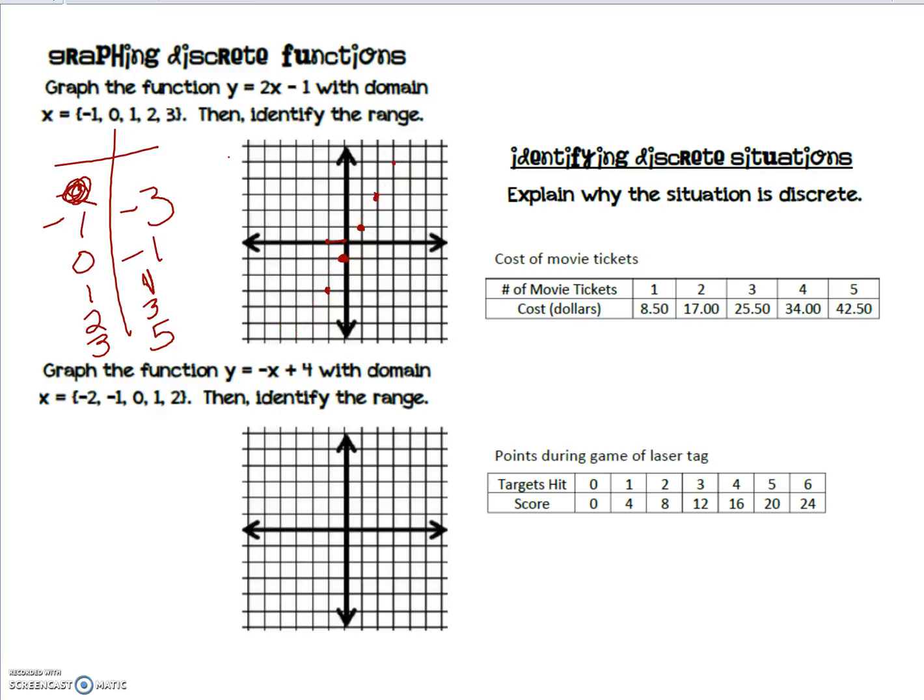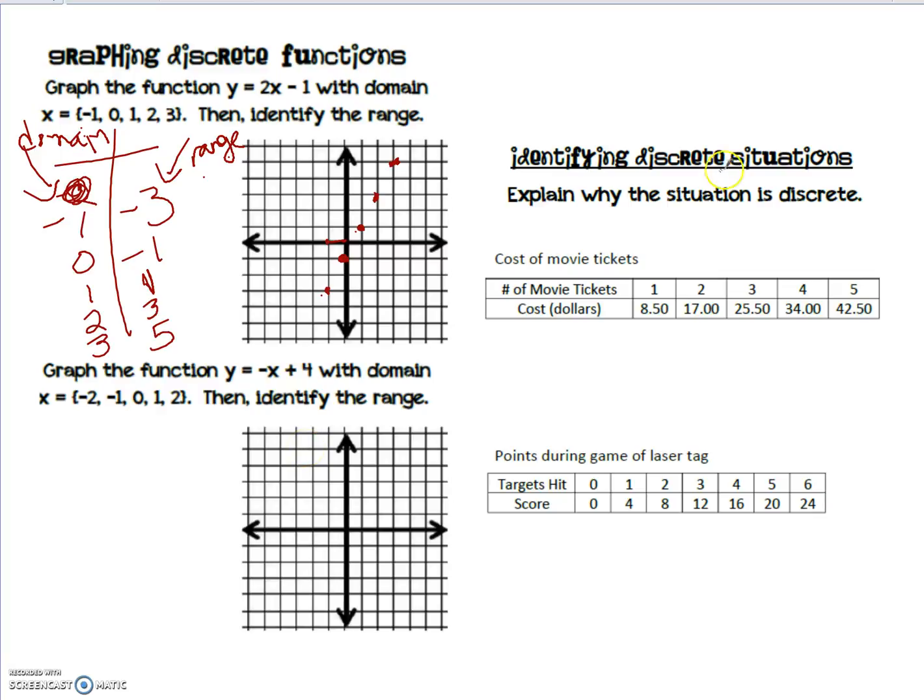All right, so discrete means I would graph it and just leave the dots. Okay. And then if I identify the range, your x's are your domain, and your y's are your range. So these are my range, okay? So you can work this next example.